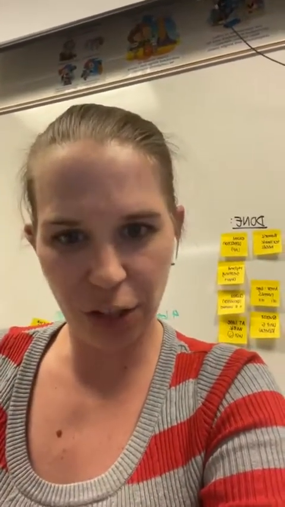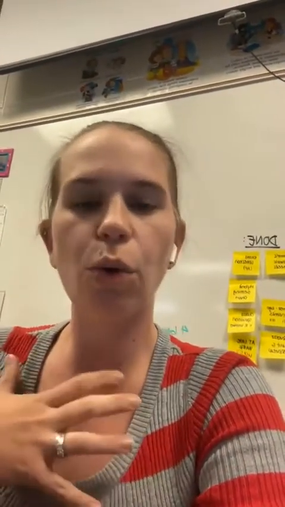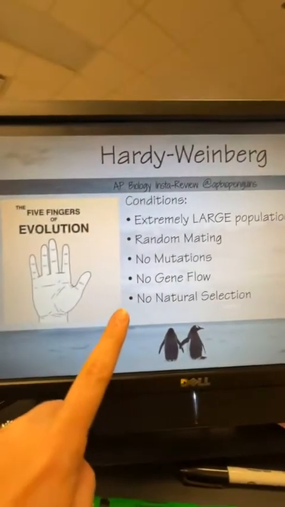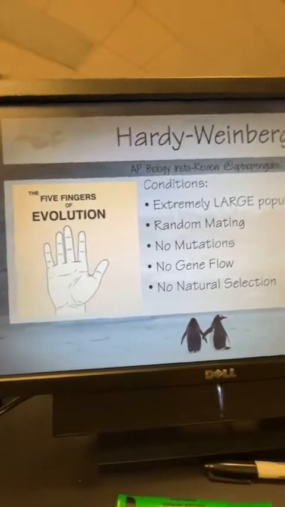Even though it's all the same trait, we're talking about a new variation to that trait. If you add a new variation, you're automatically going to change the allele frequency because we've got a whole new variation in there. The next thing is that we can have no gene flow. Your pointer finger represents going in and out of a population. If individuals are moving into or out of your population, that's automatically going to change your allele frequency or your genotypic frequency.